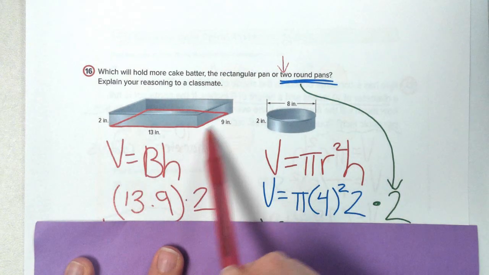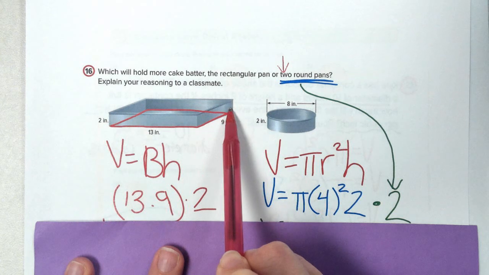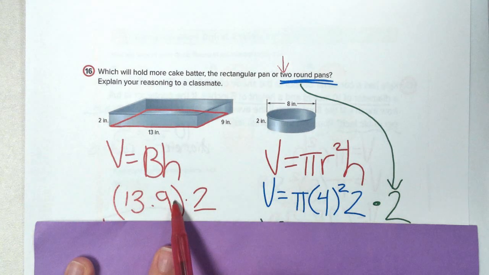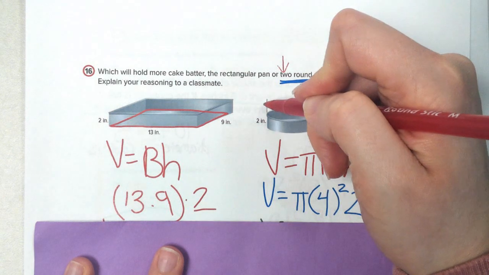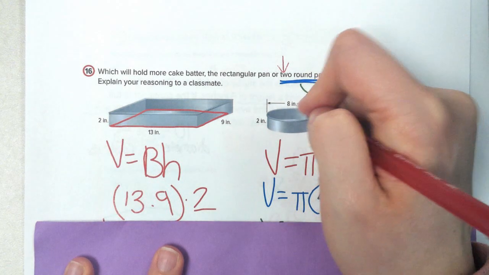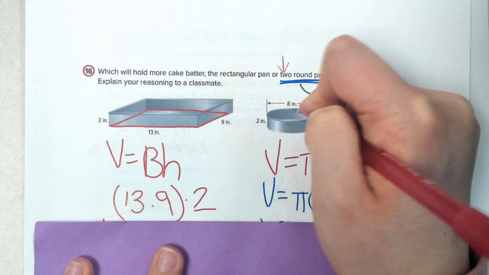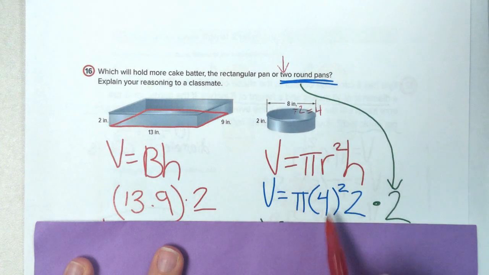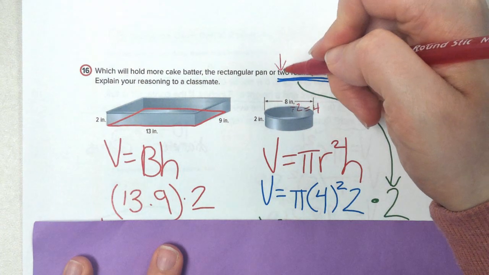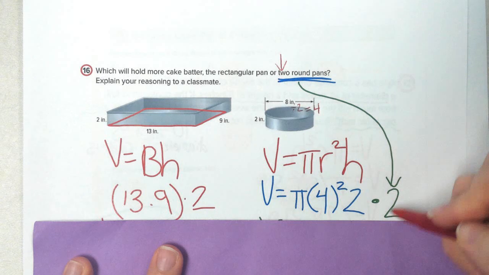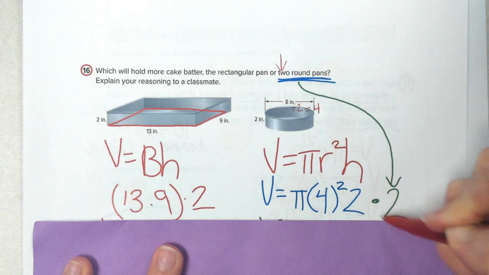I fill my numbers in. I use the 13 by 9, the very bottom of the pan, as my base. So not 13 times 9. 2 was my height. In this one, it gave us the diameter, which is all the way across. So if I divide it by 2, my radius is 4. That's where I got that number from. My height of my pan is 2. And then because they wanted 2 round pans, I multiplied it by 2 at the end.